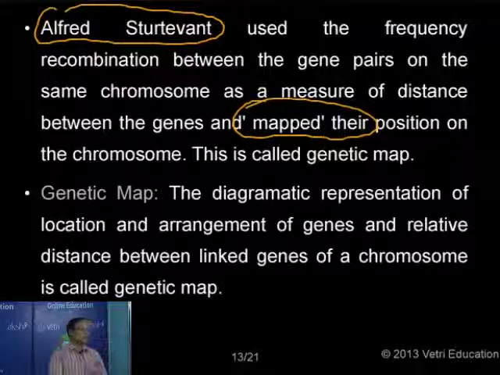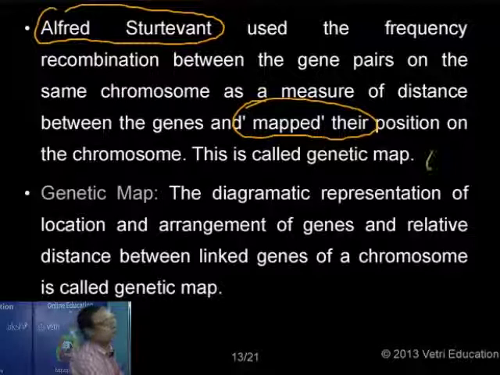So what is a genetic map? It is the diagrammatic representation of the arrangement and location of genes and the relative strength between the linked genes. And this is what is known as a genetic map. In a genetic map, one map unit distance is equal to 1 centimorgan or recombination frequency or percent recombination. So one map unit distance is equal to 0.01 recombination frequency.